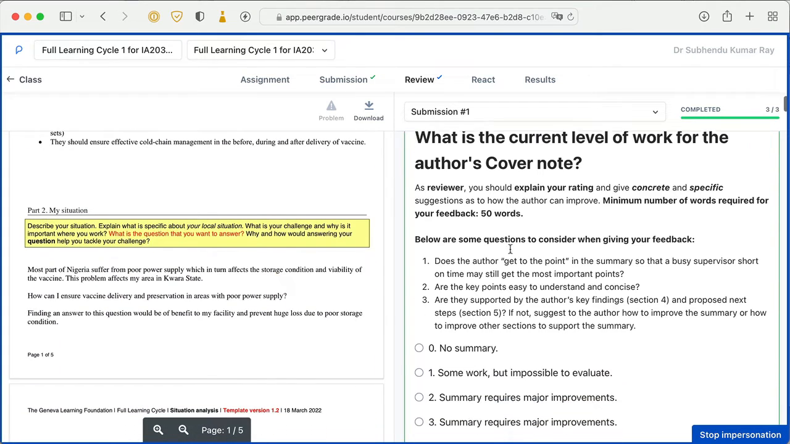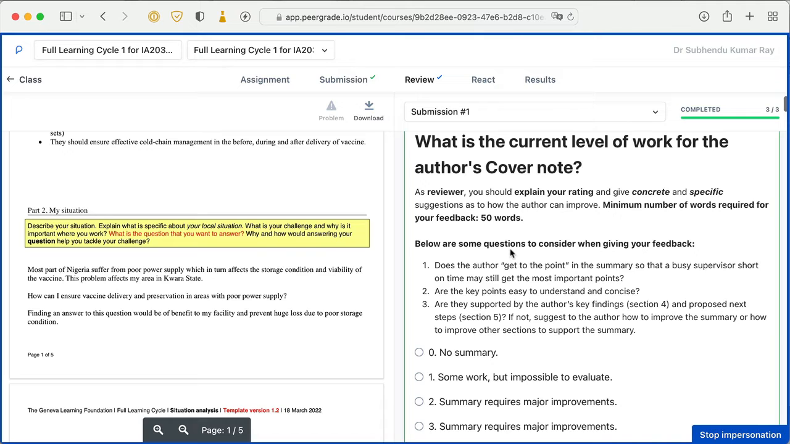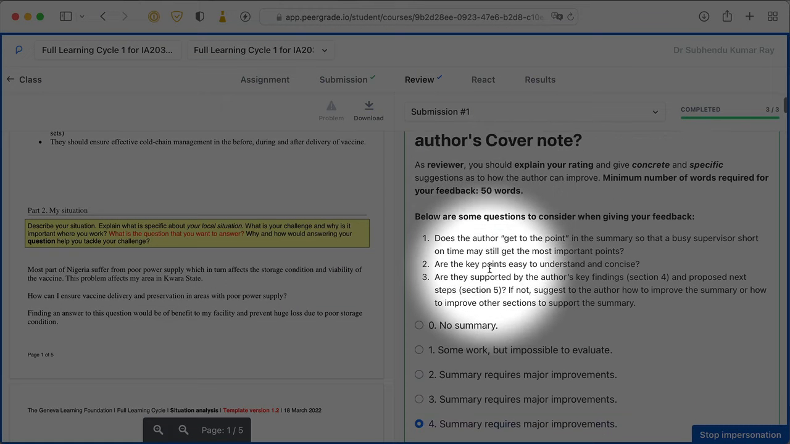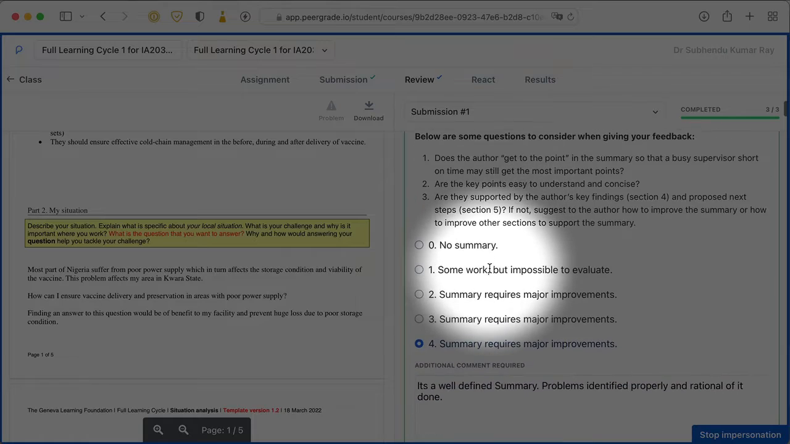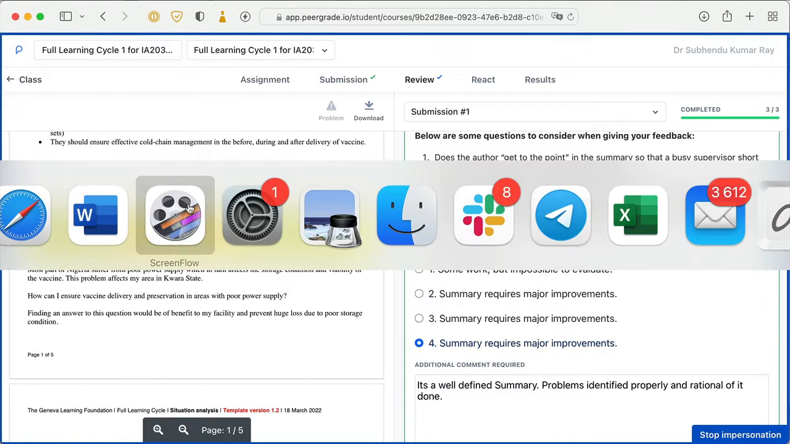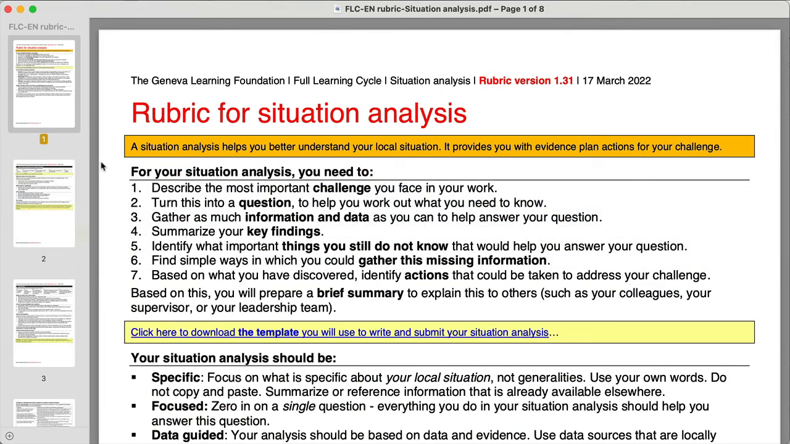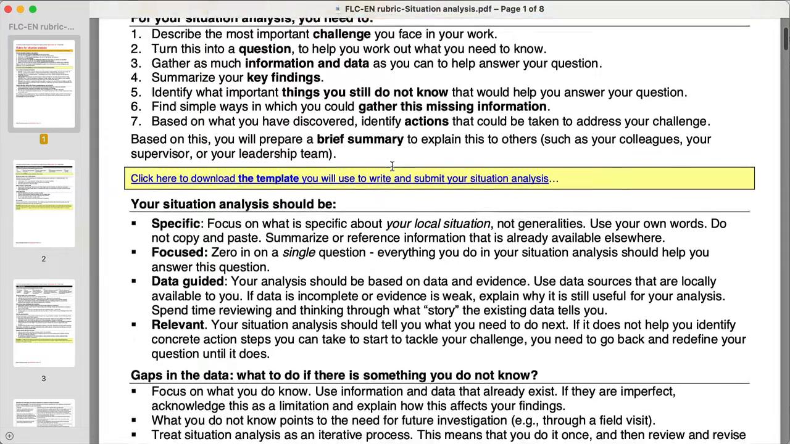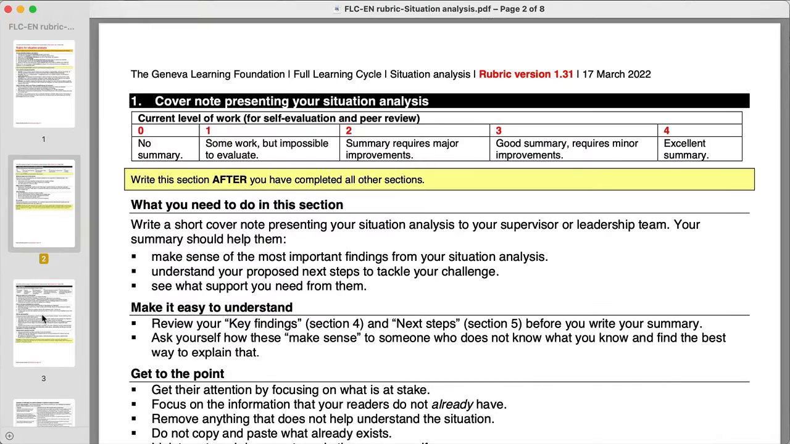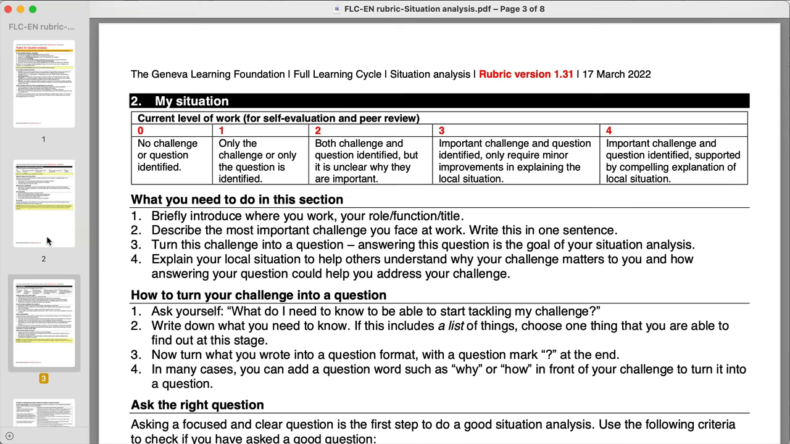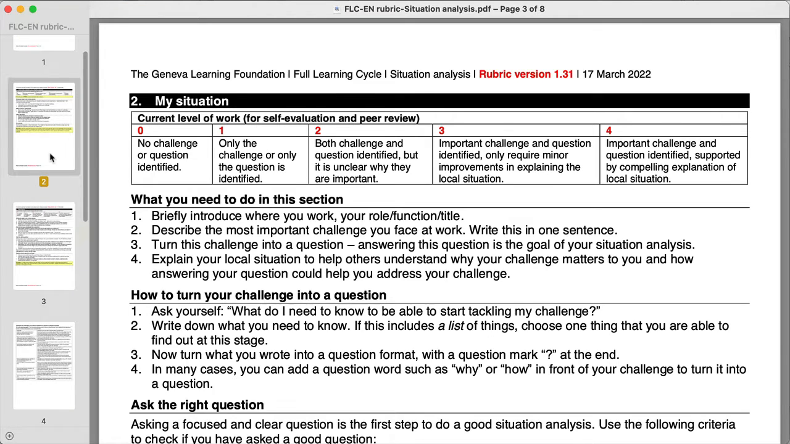Now, what's on the right-hand side? You should recognize the rubric. It's been put into a format that should be really easy to refer to. However, I still prefer to have the rubric here, the actual PDF document that we shared with you. And as you know, I'm not going to start with part 1. I'm going to start with part 2. My situation, and we're going to look at that section.